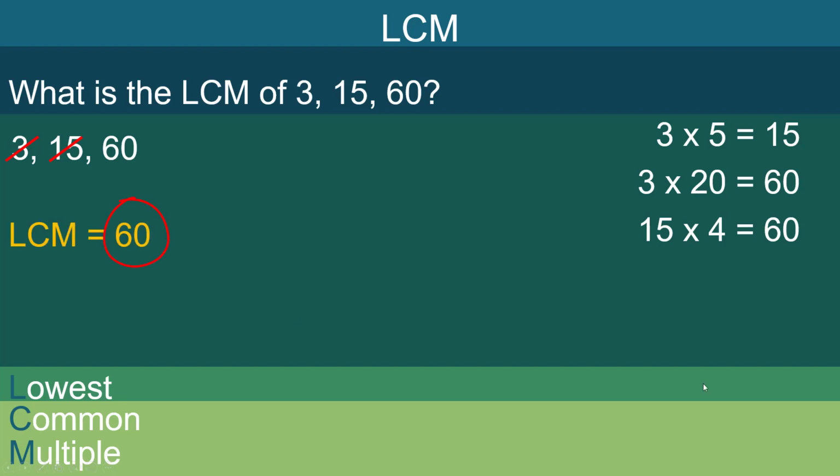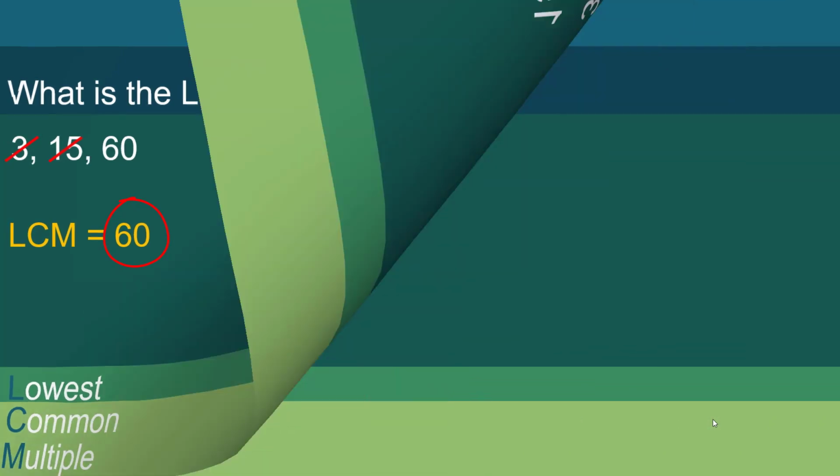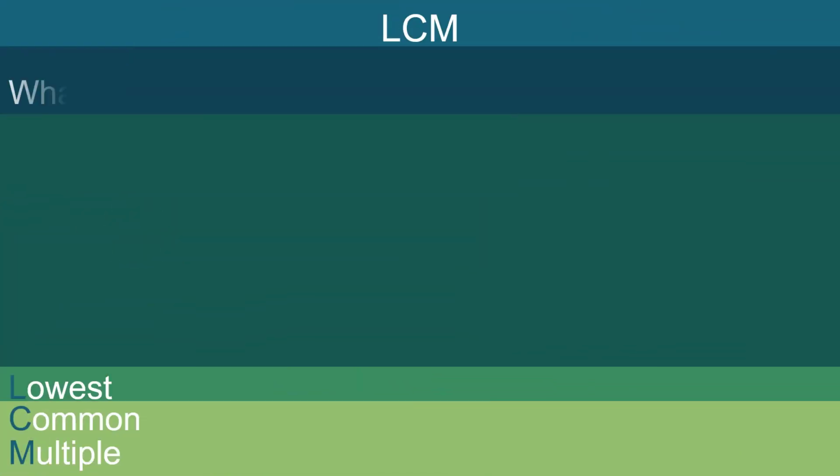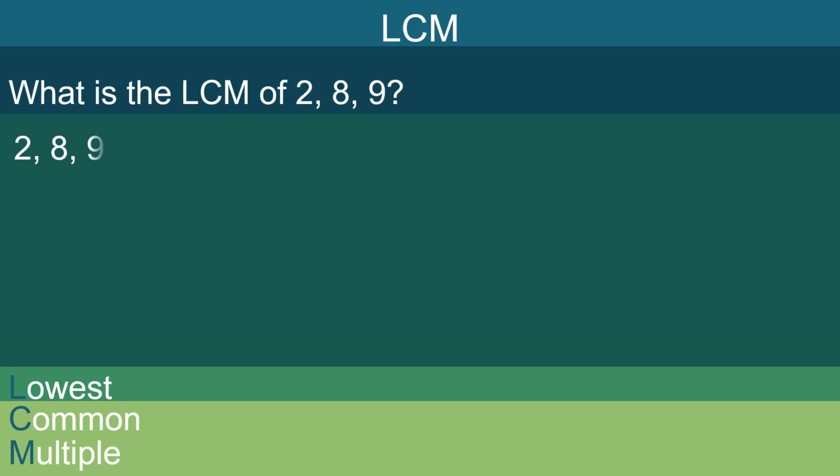I will do one more. Let's find the LCM of 2, 8, and 9. When you look at 2, 8, and 9, you can immediately see that there is a divisor. 2 is a divisor of 8. 2 times 4 is 8. Therefore, we can ignore the 2. We are now left with 8 and 9.